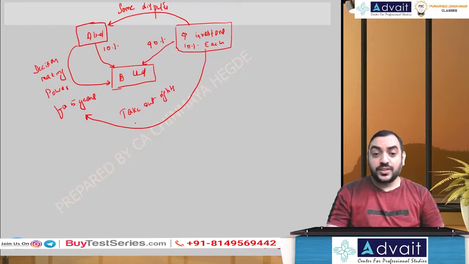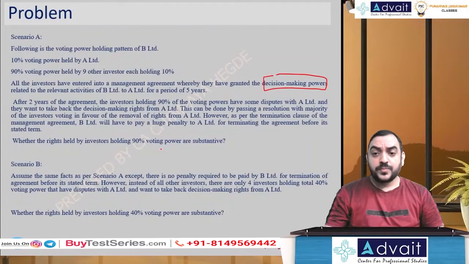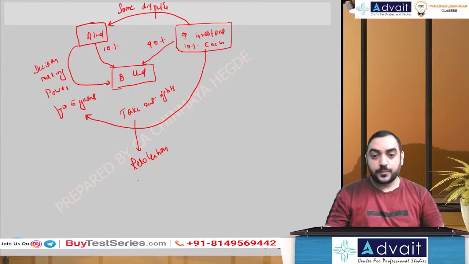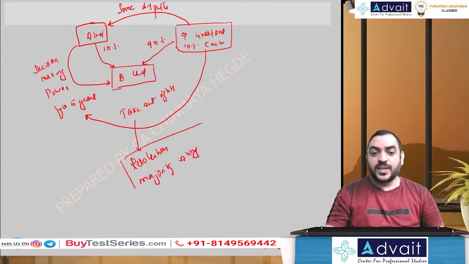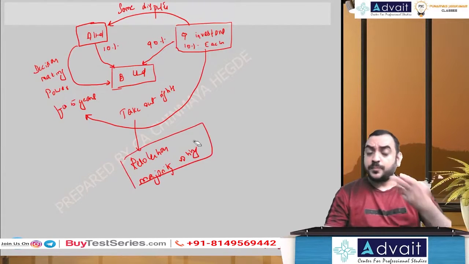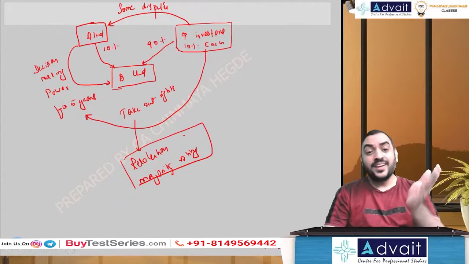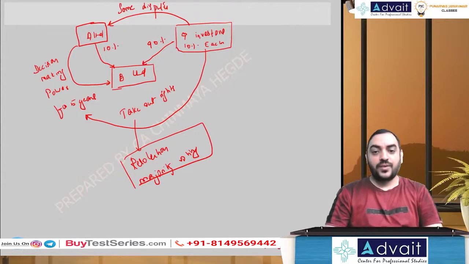And if you want to take out the rights, you need a resolution. Resolution with majority of the investors voting in favor of removal. So you need majority voting, right? If a majority says yes, let's remove it, then A Limited will be removed and taken out from the power.